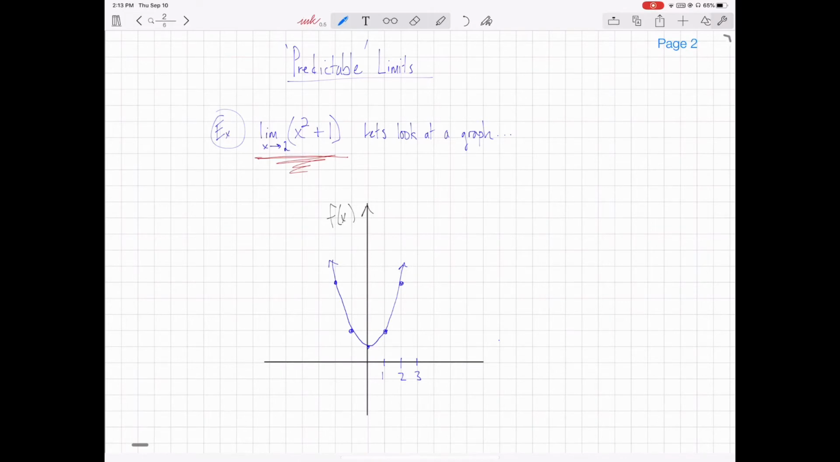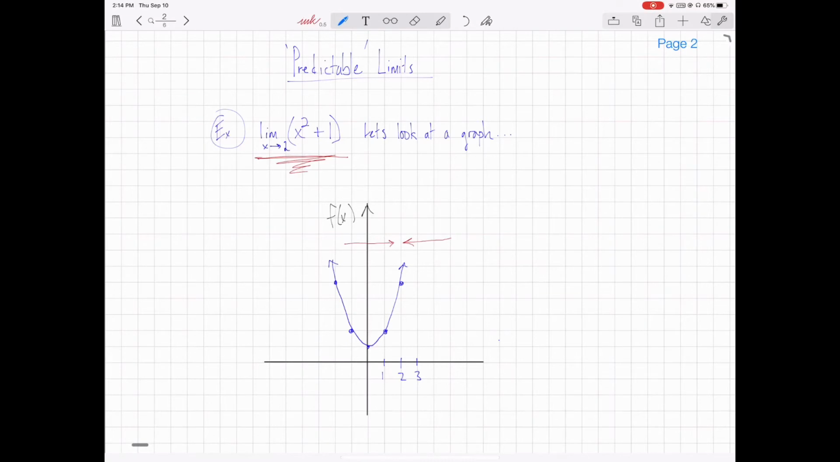Let me get that. Okay, well, as x goes to 2, x goes to 2 is here. So essentially the right-hand limit would be heading towards, as we head towards 2 from the right, and as we head towards x equals 2 from the left, what value does the function seem to have at x equals 2?